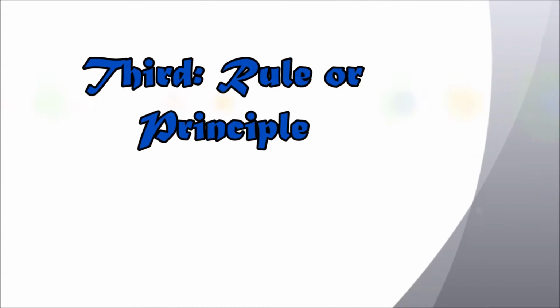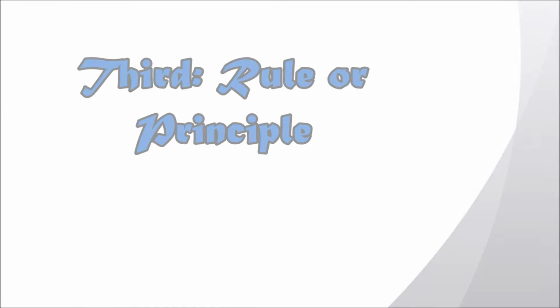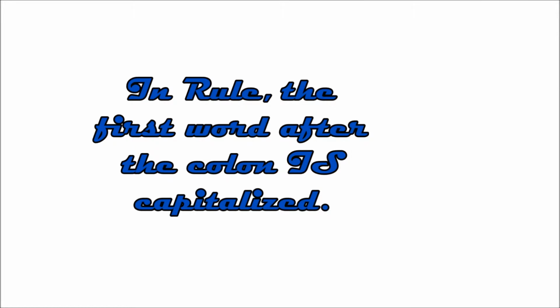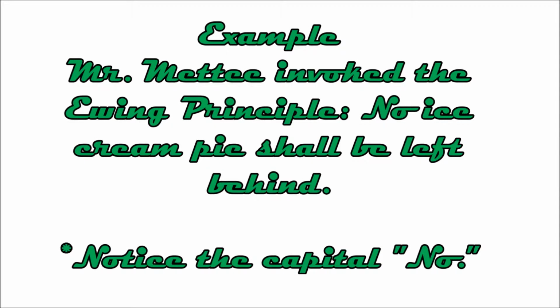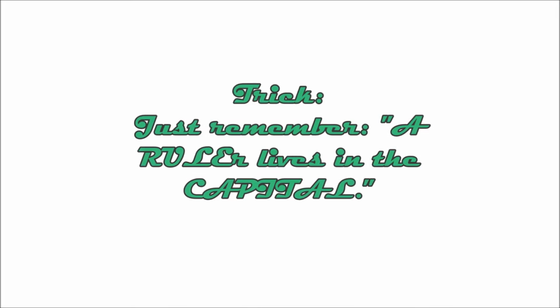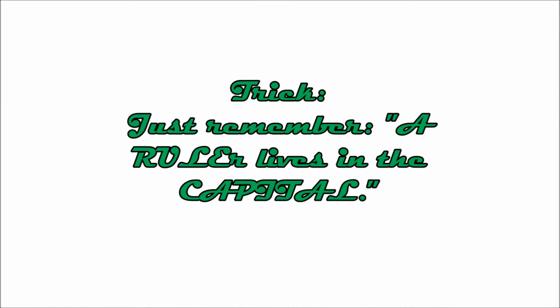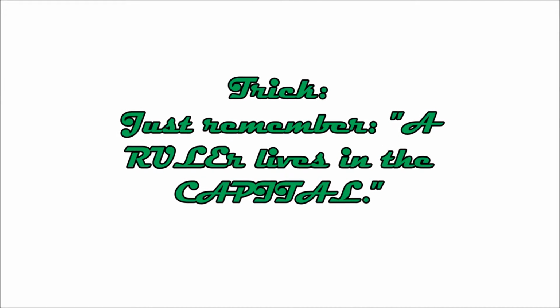A rule is pretty much the same as elaboration, but with one major difference. The first word after the colon is capitalized. For example: Mr. Batty invoked the Ewing principle: No ice cream pie shall be left behind. As you can see, the principle is introduced in the first half of the sentence, and then after the colon we find out what the principle is. Here is a good trick for remembering that when you have a rule, you have to capitalize the first letter. Just remember, a ruler lives in the capital.